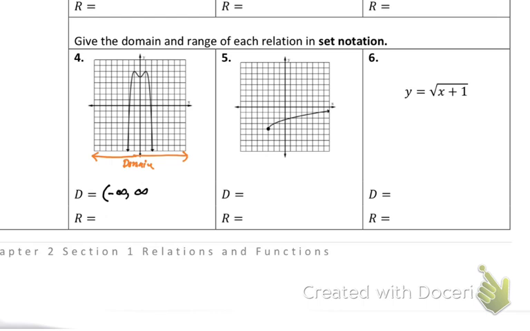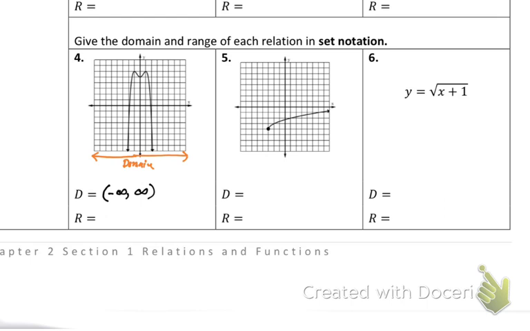-infinity to infinity. Now remember, we might have to use brackets or parentheses. Those are our two choices. We use parentheses when we don't get to that number. We will never get to infinity or -infinity. If you did, you'd be a rock star if you could count to infinity or -infinity. Don't try it. You'll be doing it for infinity. But that's why we use the parentheses here.